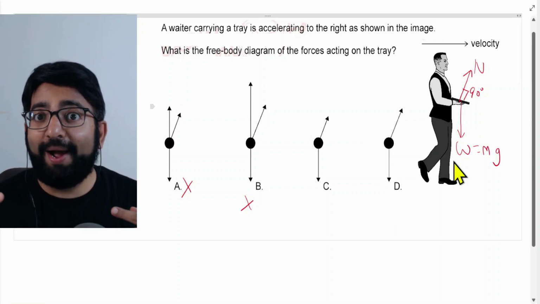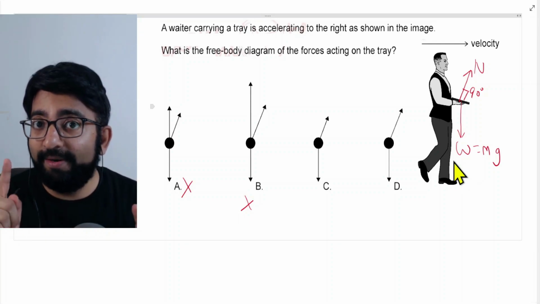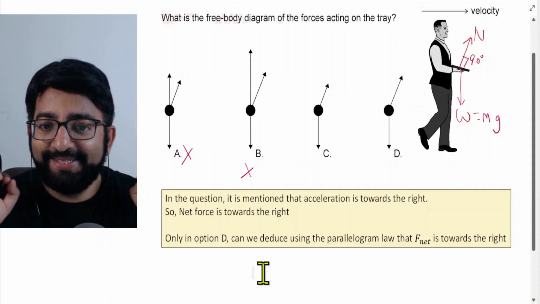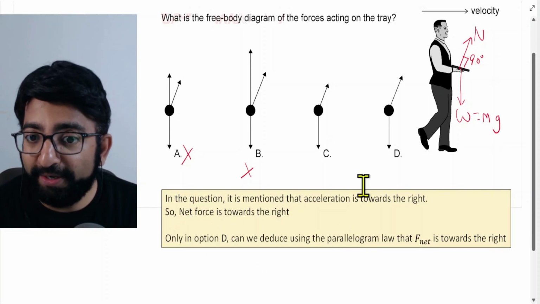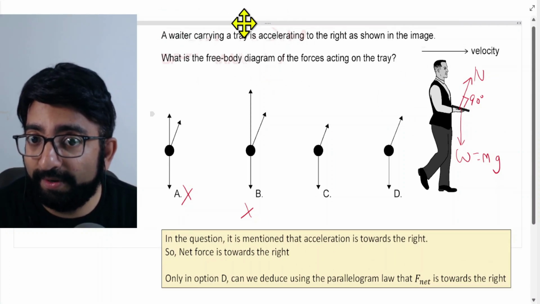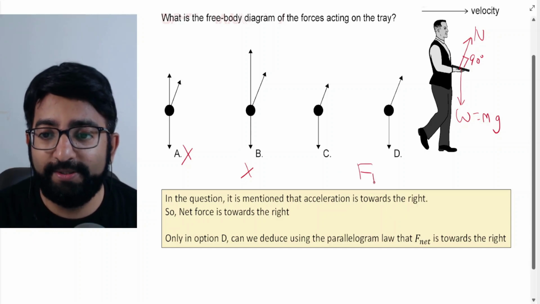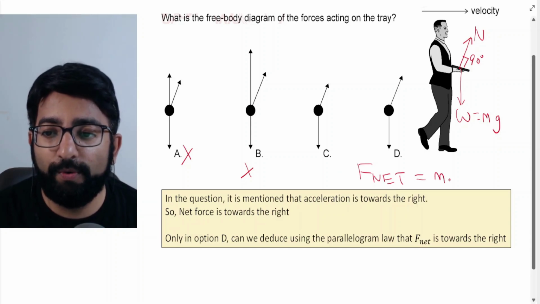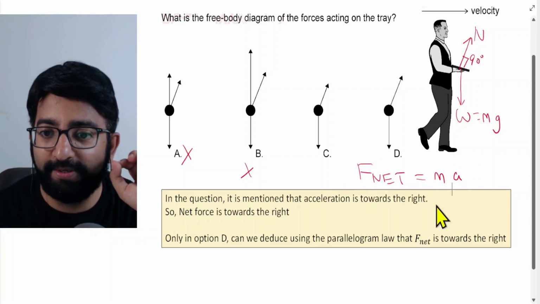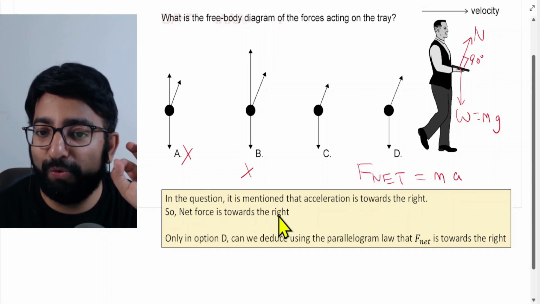This is where we go back to the basics, Newton's second law, which is F net equals ma. Hence, the direction of acceleration is the same as the direction of the net force. In the question, it is mentioned that the acceleration is towards the right hand side. We saw it is clearly given the tray is accelerating to the right hand side. Since the acceleration is towards the right side, the net force is also towards the right side.